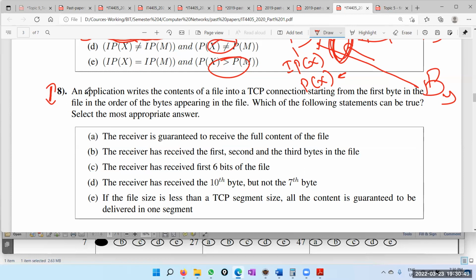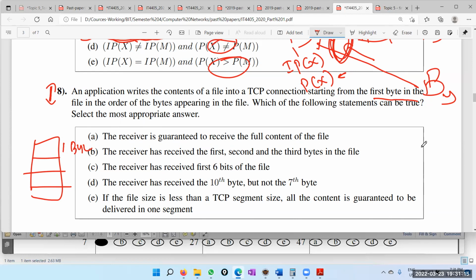But anyway, let's read the question. An application writes the content of a file into a TCP connection starting from the first byte in the file. Say your file has a set of bytes. So it says you are writing the first byte, byte number 1, in the file, in the order of the bytes appearing in the file. Which of the following statements can be true? Select the most appropriate answer.